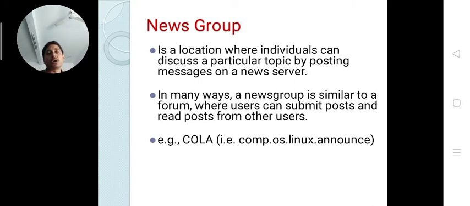An example of a newsgroup is COLA, C-O-L-A. The full form of COLA is comp.os.linux.announce, Computer Operating System Linux Announces. This is a newsgroup of Linux where news related to the Linux operating system appears.